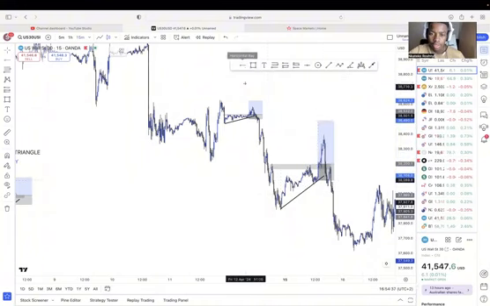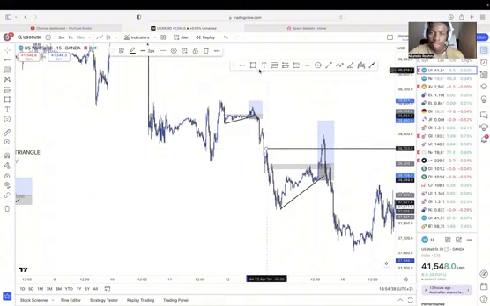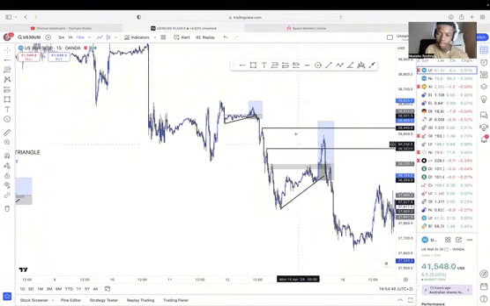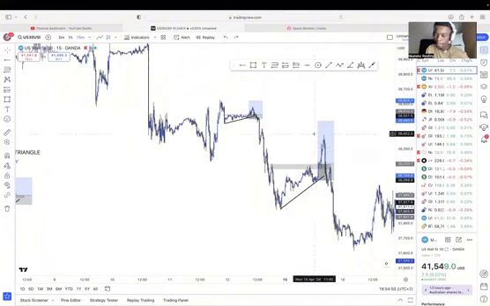So look at this, guys. Look at that, you understand? After they break out completely on your neckline, go up with them or go down with them, understand? So let me remove this.